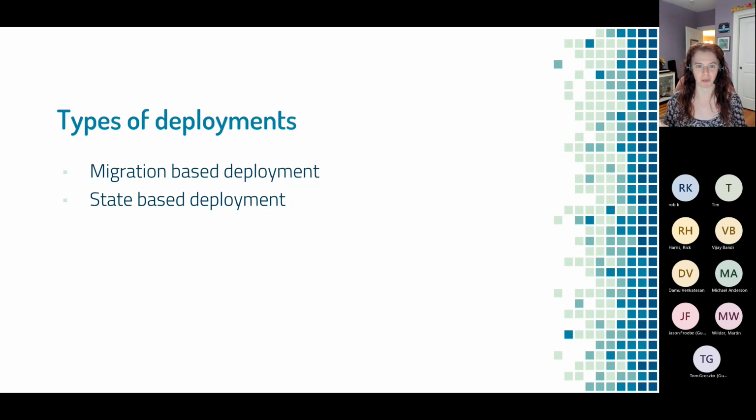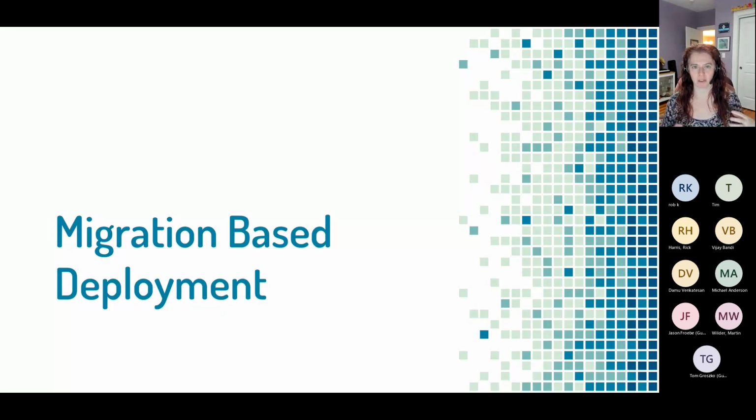Well, types of deployments. There are really two main types of deployments available to us. One is a migration-based deployment, and the other is called a state-based deployment. So let's look into that. What are the differences? Start with migration-based.